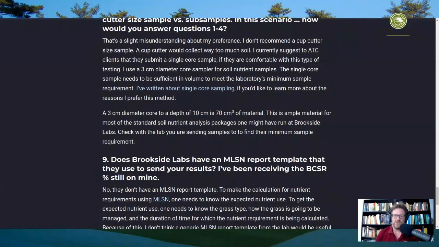I personally use a 3 centimeter diameter core sampler for soil nutrient samples. That would be about 1.2 inches in diameter. The single core sample needs to be sufficient in volume to meet the laboratory's minimum sample requirement.